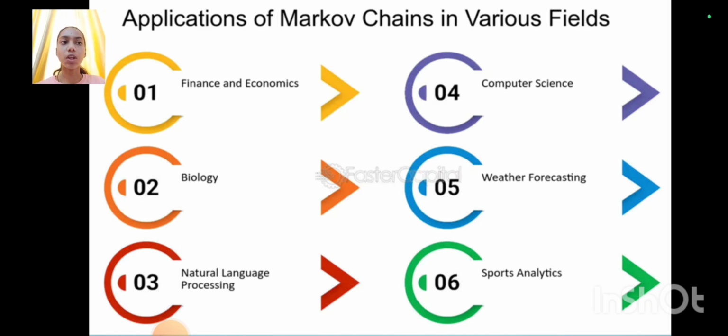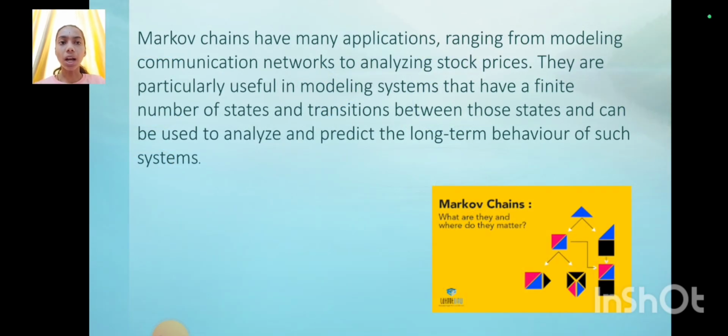Applications of Markov chains in various fields: finance and economics, biology, natural language processing, computer science, weather forecasting, sports analytics. Markov chains have many applications ranging from modeling communication networks to analyzing stock prices. They are particularly useful in modeling systems that have a finite number of states and transition between those states, and can be used to analyze and predict the long-term behavior of such systems.